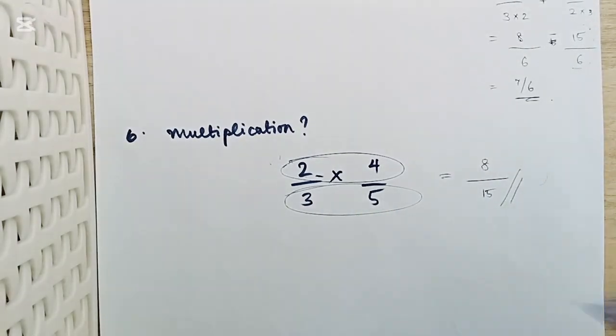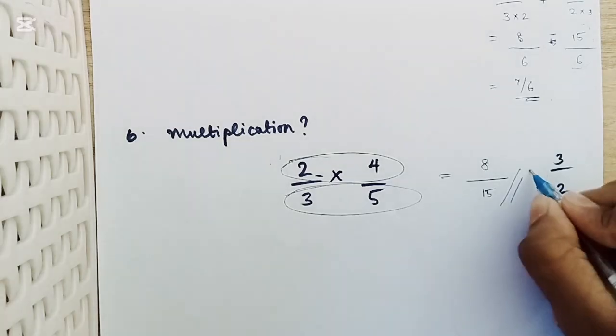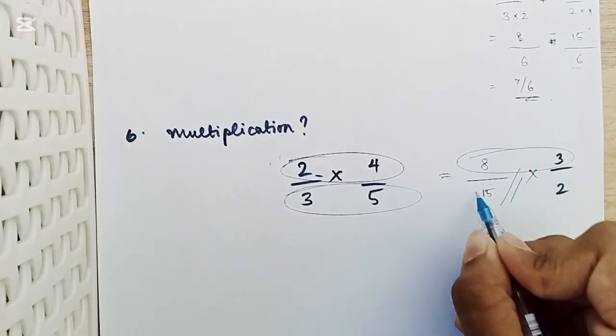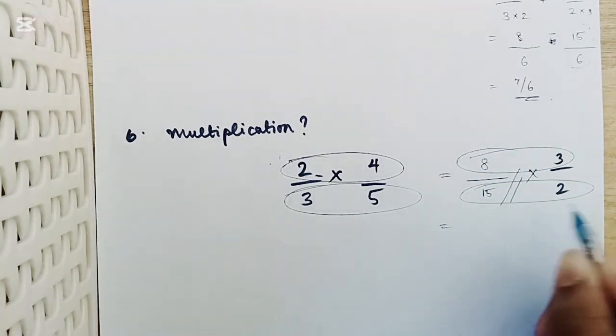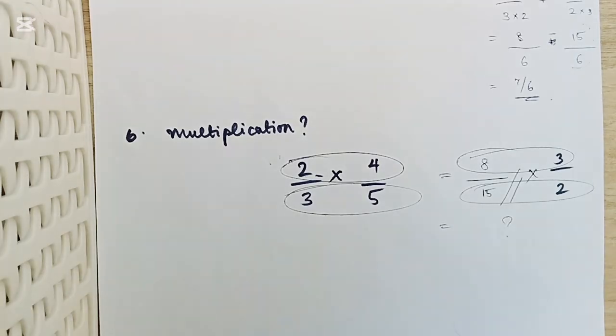4 into 2 will be 8. 5 3s are 15. That's it. This is how you multiply fractions. Another example, 8 by 15 and 3 by 2. So that will be 8 3s are and 15 2s are.